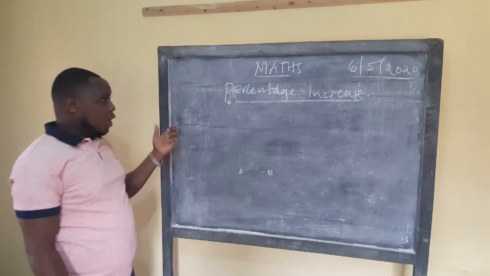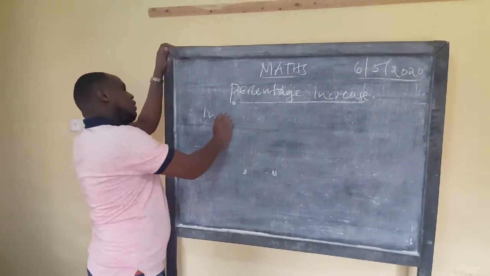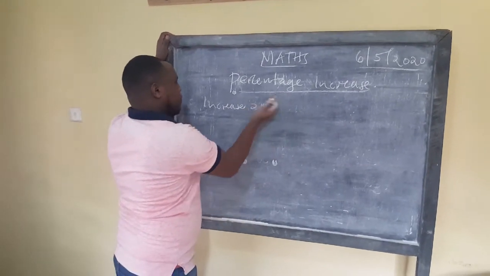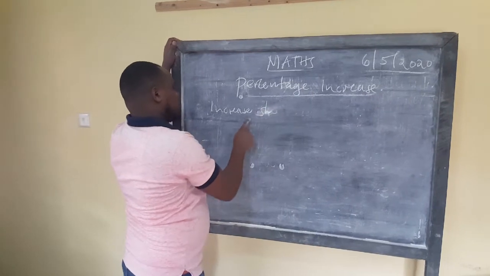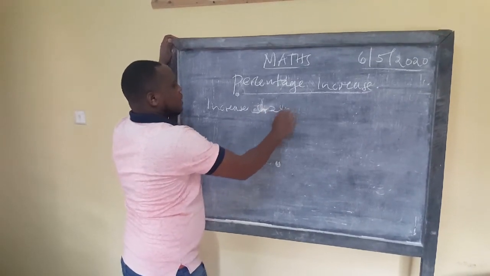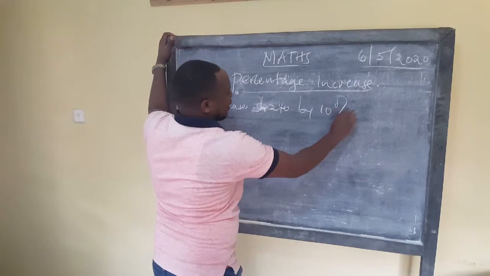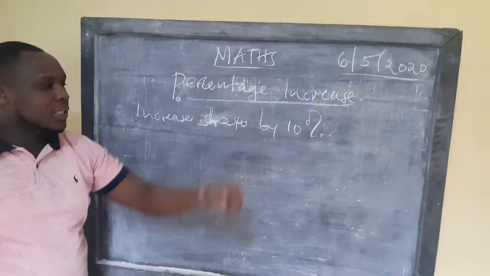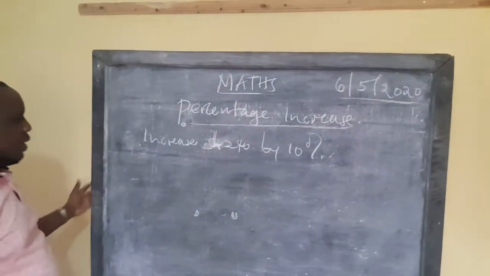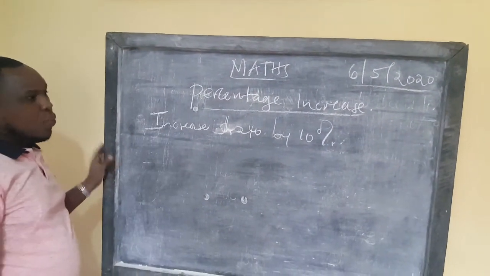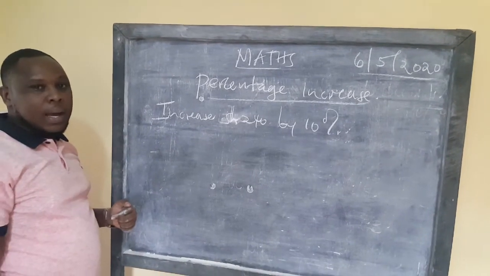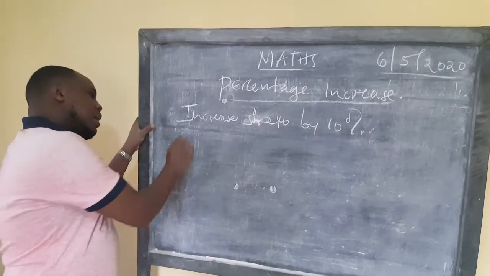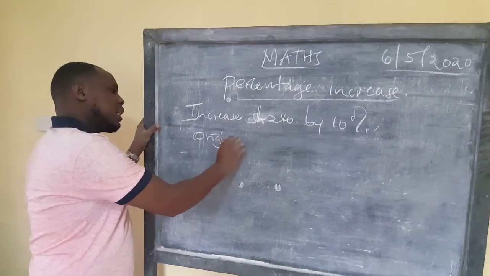For example, you can be told: increase 240 shillings by 10%. What does that mean? In this case, learners, we need to identify the original number, because at the end of the day we shall get another number which was not the original number. So getting the original number is very important.